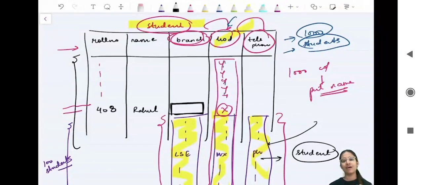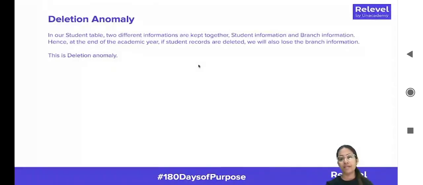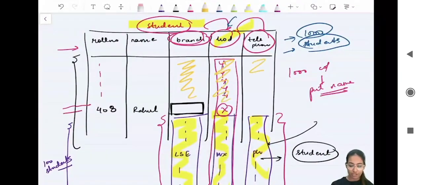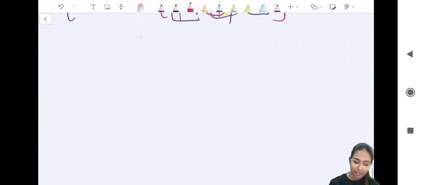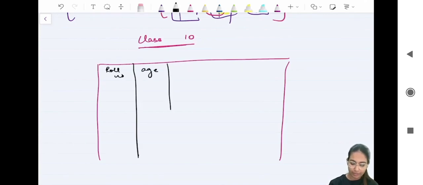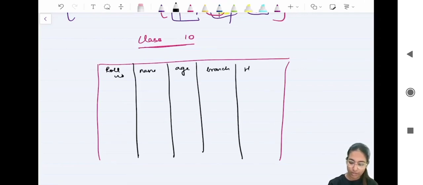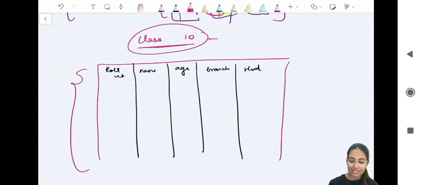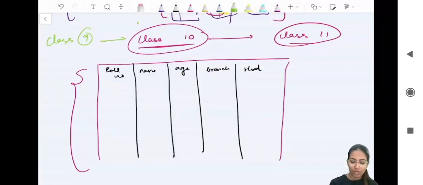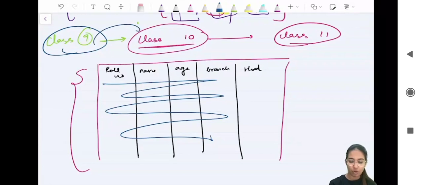They're not in CSE 1 anymore, they probably move to CSE 2. So because students and branch information is in the same table, the moment you delete the students information, you will also lose access to what their branch and what their telephone number was. Let's say here you had all the class 10 students, and you stored their roll number, name, age, branch, and HOD. Now at the end of the academic year, all these class 10 students will move to class 11, and some class 9 students will come to class 10, and you will delete all this data to make space for the class 9 students.